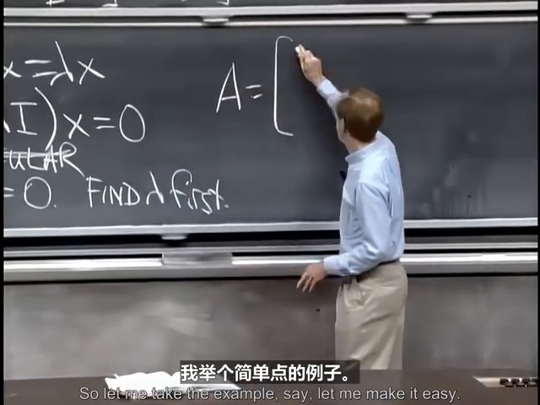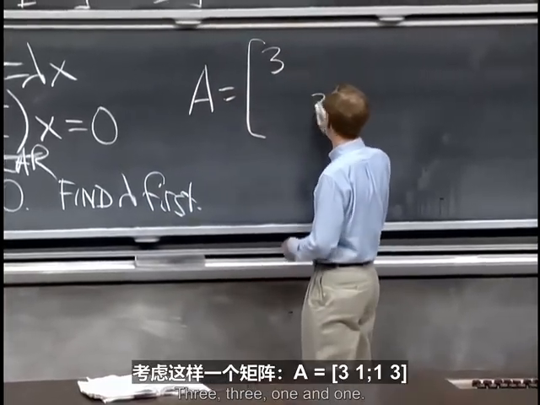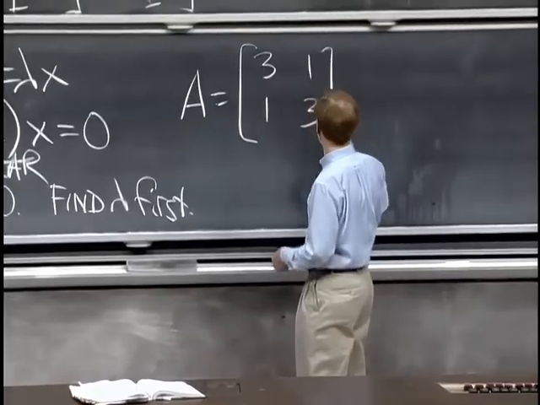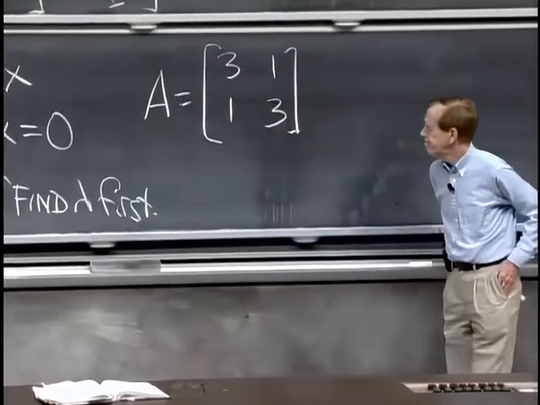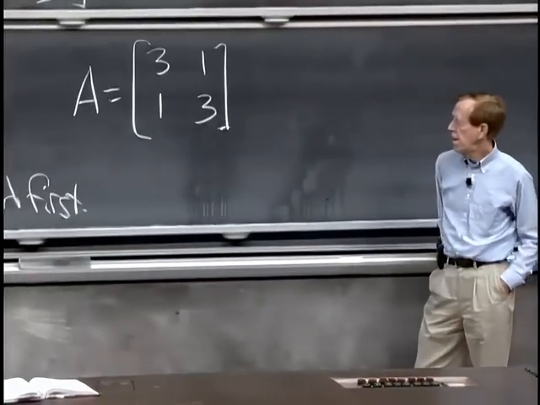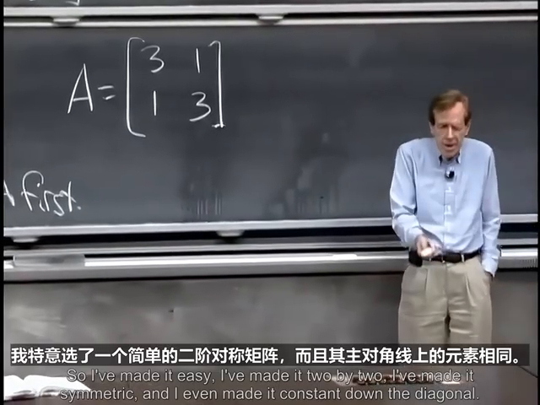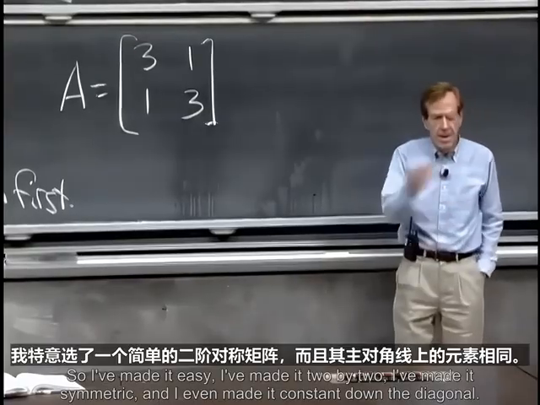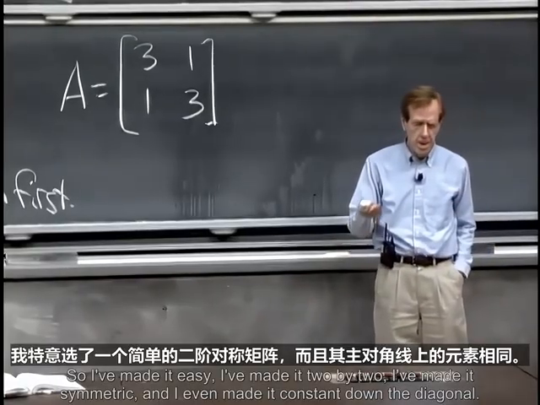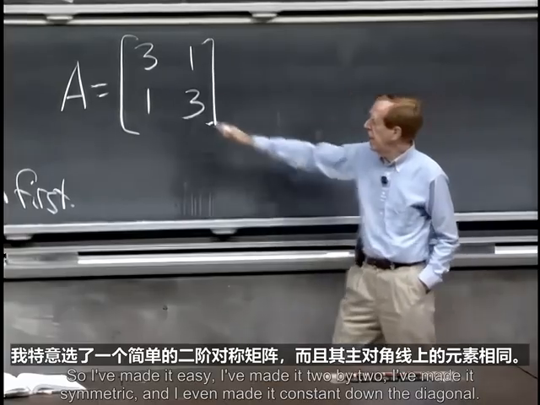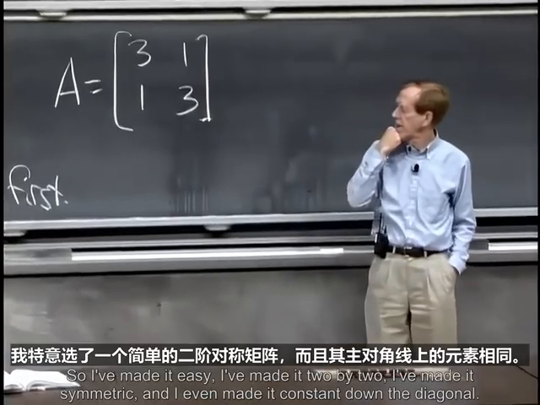For example, let me make it easy: 3, 3, 1, and 1. So I've made it easy. I made it 2 by 2. I made it symmetric. And I even made it constant down the diagonal.